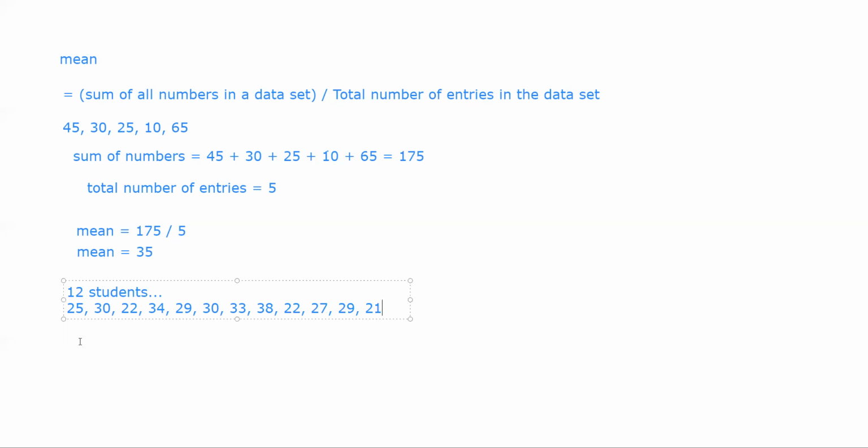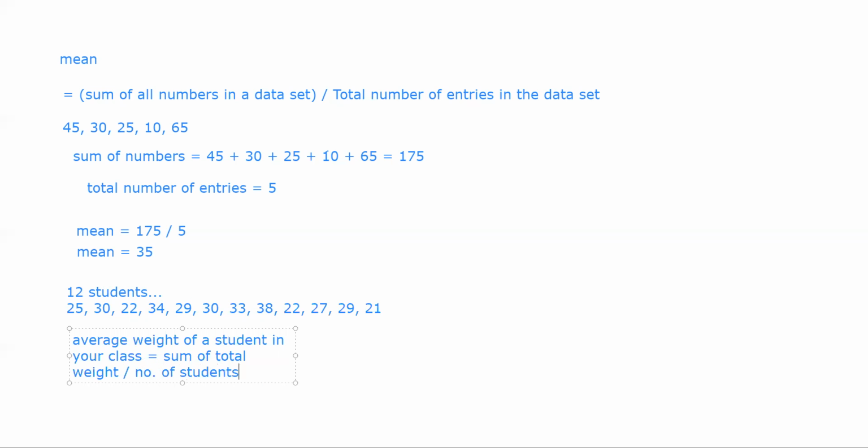Suppose you want to find the average weight of a student in your class. That would be equal to the sum of the total weight divided by the number of students, or as we mentioned here, the total number of entries in the data set. So that would be the number of students.